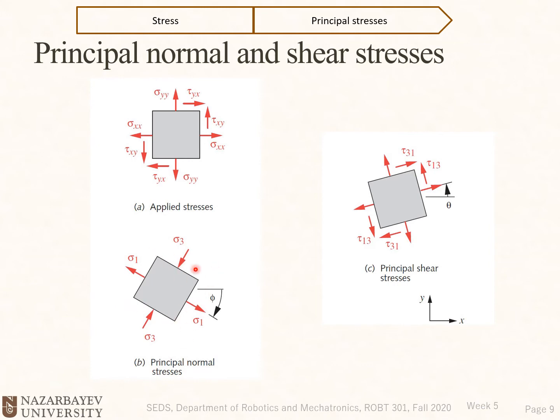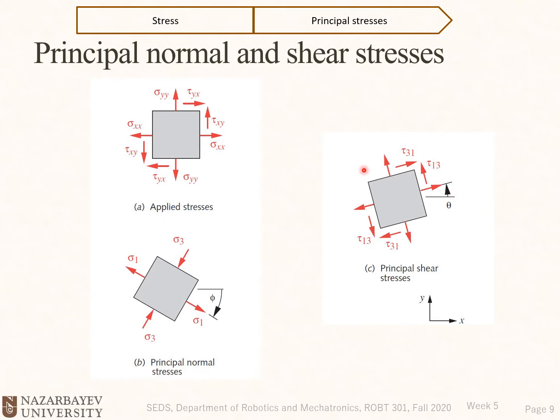So here, you see that the shear forces are 0. We only have normal forces, sigma 1 and sigma 3. These normal forces now are principal normal stresses. And we need to find what is this phi angle, how much we should rotate this coordinate system from the applied coordinate system to reach this principal normal stresses coordinate system. We'll do the calculation later.